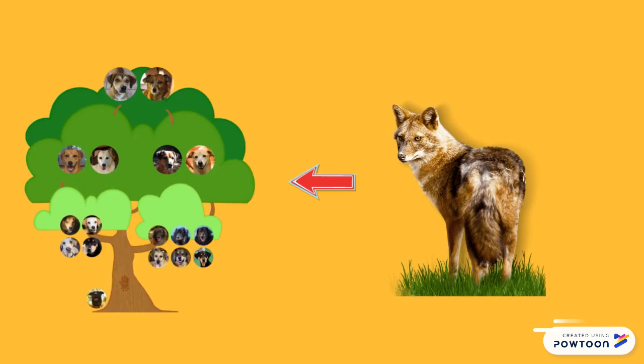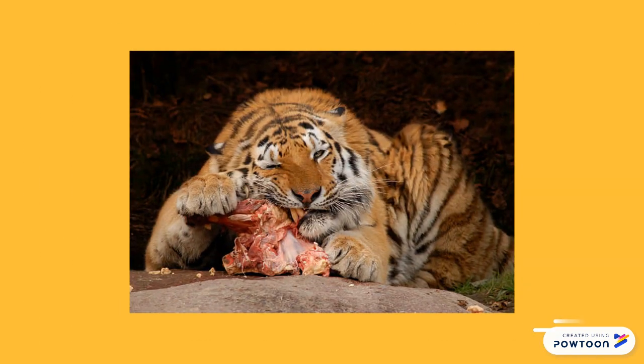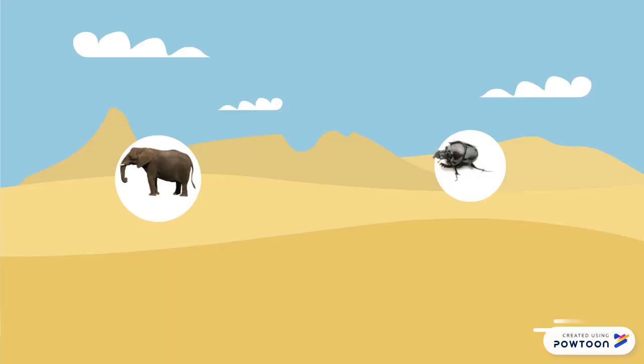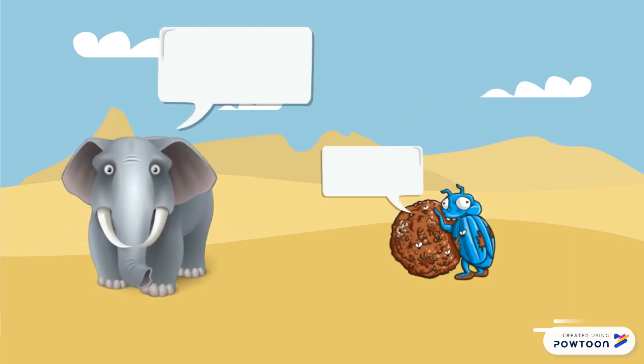Golden jackals are members of the dog family. Once one has been expelled from a pack, it will follow a tiger to feed on its remains and its kills. Lastly, the African elephants have a relationship with the dung beetle, since the dung beetle gets its food from the elephant's dung.